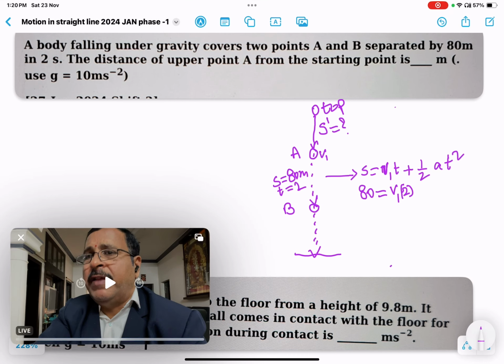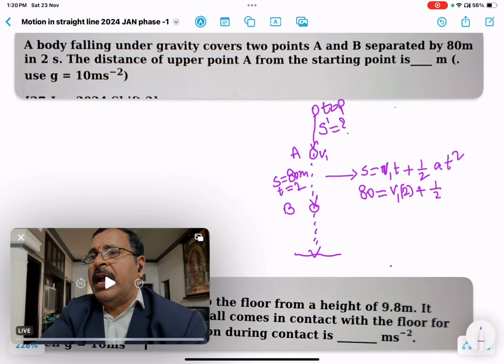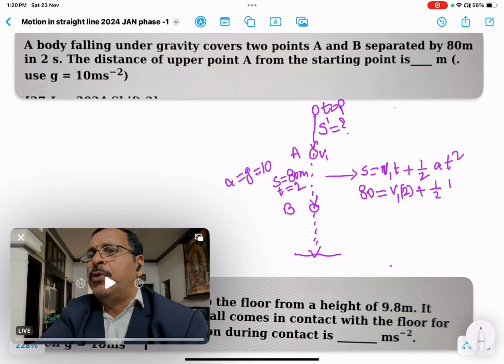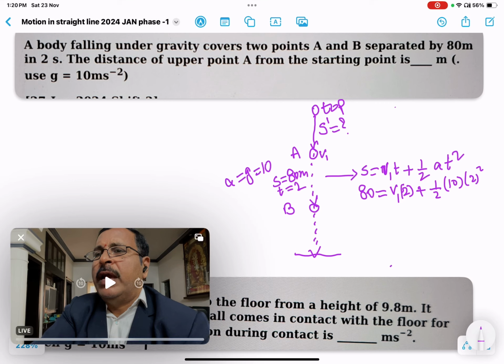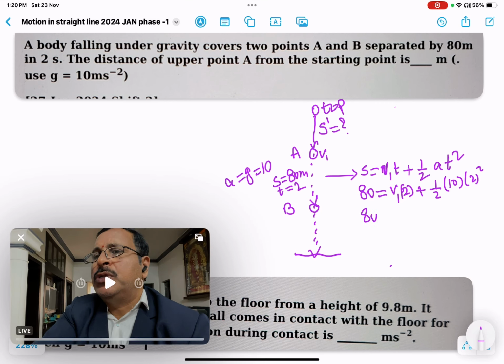Initial velocity v1 I am assuming at point A, plus half a t square. Here a equals g, that equals 10 given in the problem. So I am putting 10 here, 2 square. Finally we get the v1 value: 80 equals 2 v1 plus 5 into 4, 20. Therefore, v1 equals 30.